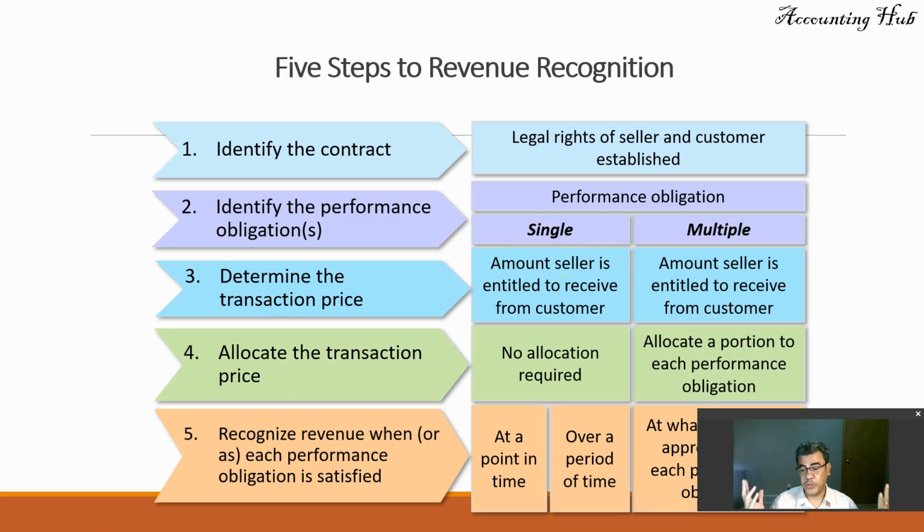For instance, construction. Let's construct an office building, and then we have a single performance obligation because we need to deliver the building. Transaction price, cool. It usually is in our contract, so no problem. Allocate transaction price, single performance, no allocation required. However, recognize revenue when each performance obligation is satisfied. And we have two scenarios here. At a point of time, at the end of our contract, and over a period of time during our years.